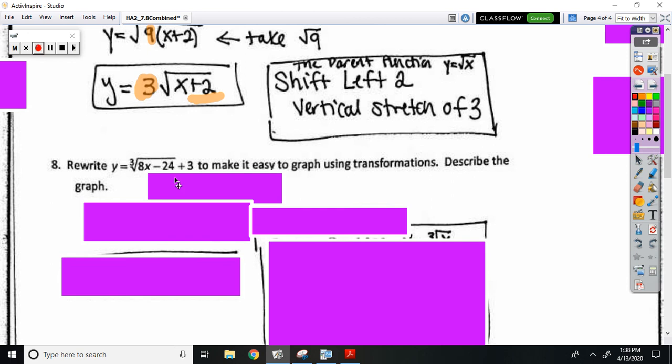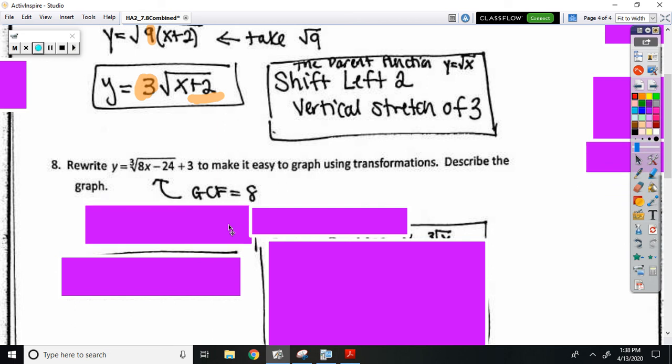In 8, we have a cube root, but that doesn't change anything about the transformations. Again, take out a GCF. This time we can take out an 8. Underneath, we're only looking at under the radical. This plus 3 outside just stays where it's at.